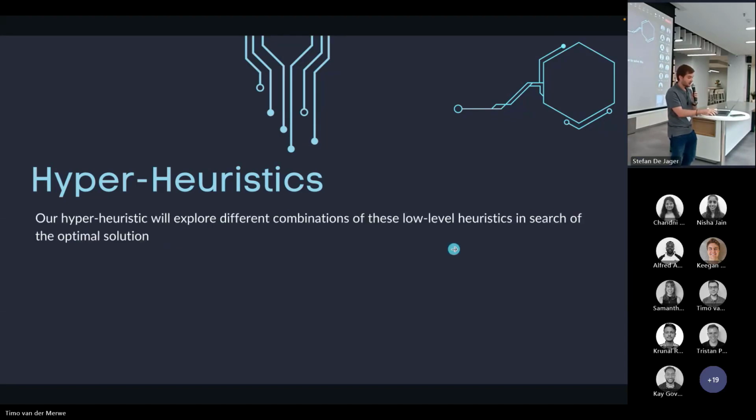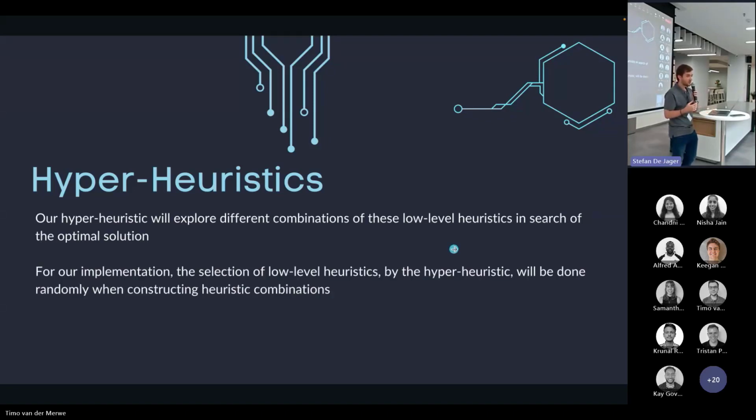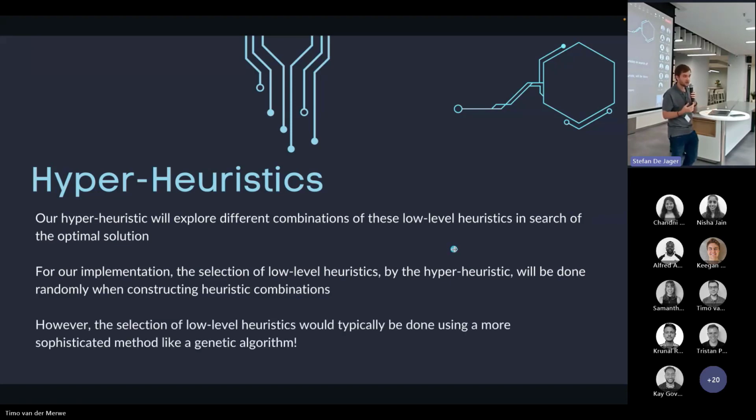So our hyper-heuristic is going to explore different combinations of these 3 low-level heuristics that we have in search of the optimal solution. For our implementation, the hyper-heuristic is just going to be selecting these low-level heuristics randomly when it's creating heuristic combinations. But if you were to really implement a hyper-heuristic, you would typically do this in a more sophisticated method, like a genetic algorithm or something else. You wouldn't just select them randomly.